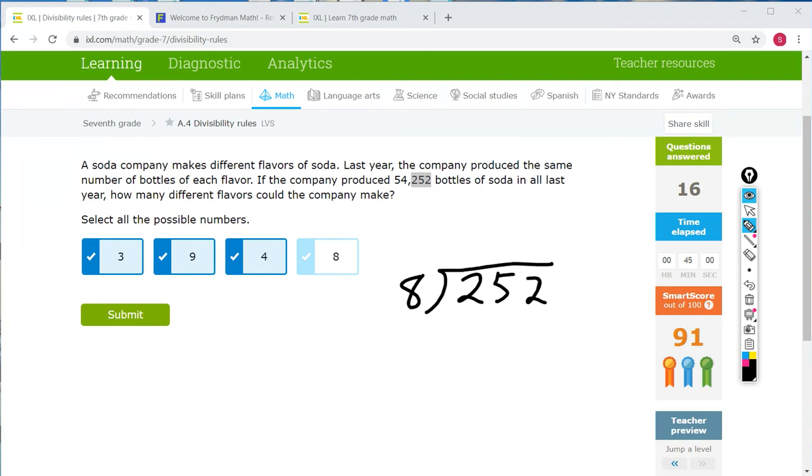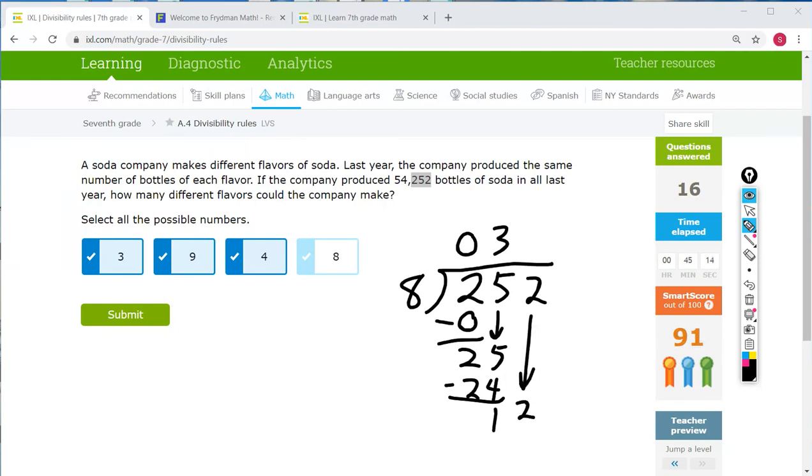So 8 does not go into 2, so we'll put a 0 there and there. Subtract 2, bring down the 5. 8 goes into 25 3 times. 3 times 8 is 24. Subtract there, we get 1. Bring down the 2. 8 goes into 12 once. 1 times 8 is 8. Subtract, we get 4. And we have a decimal here, and we need to bring down a 0.